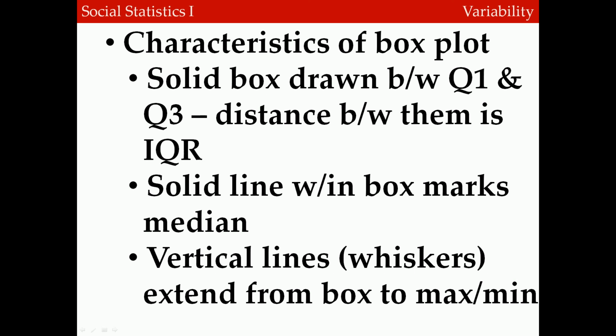Okay, so what does a box plot look like? Well, at the heart of a box plot is a solid box drawn between the first quartile and the third quartile, and the distance between the top and the bottom of the box is the interquartile range. Somewhere within the box is a solid line marking the median. And we have vertical lines extending from the ends of the boxes to the maximum and minimum respectively, which are called whiskers. Sometimes these things are called box and whiskers plots.